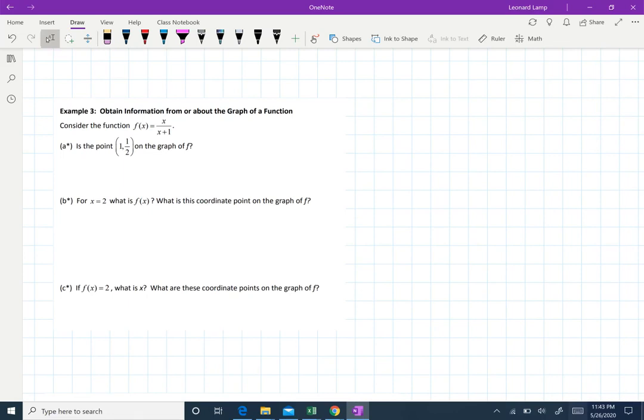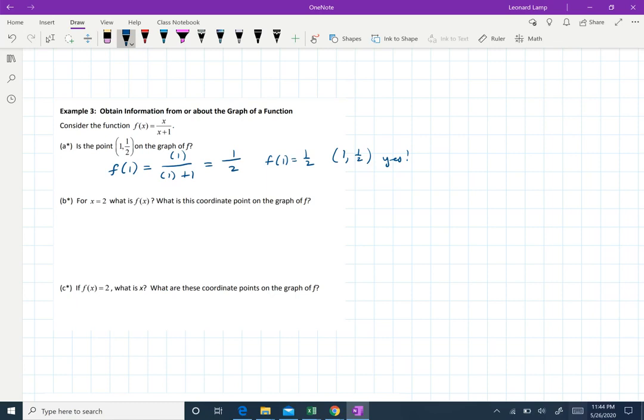The question is asking, is the point 1 comma 1/2 on the graph of f? So look at what A is asking you to do. It's just asking you, when you plug in 1, do you get 1/2? So we can check this, right? So f of 1, right? Well, you plug in 1 for all the x's, you would get 1 over 2. So you'd get f of 1 is equal to 1/2, right? Which corresponds to, I am substituting 1 as my input, and my output is 1/2. So of course, the answer is yes, that point is on the graph of f.